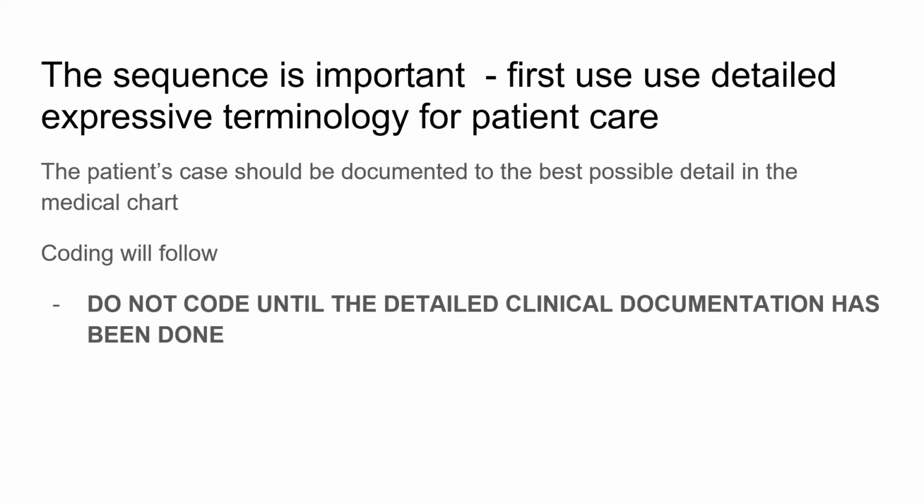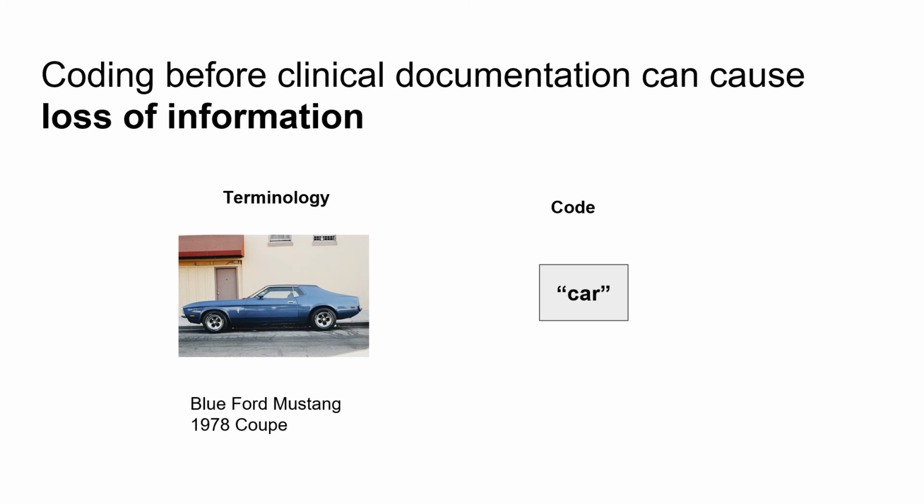Let me give you a simple example. Coding before clinical documentation can cause loss of information. The details describing this car as a blue Ford Mustang 1978 coupe will disappear. It is immediately coded as a car. So be careful. Never code off the bat. You should first do detailed clinical documentation using terminology and then later do coding.